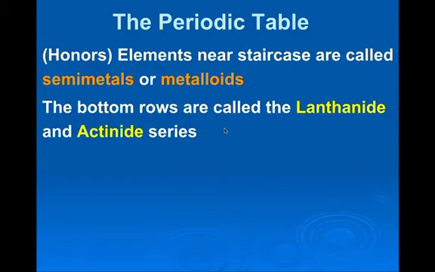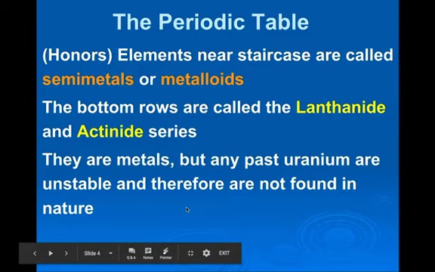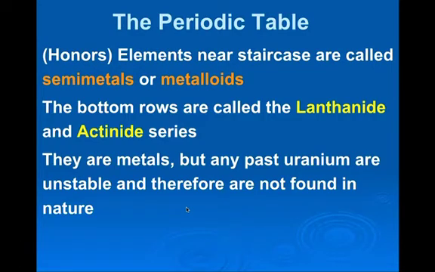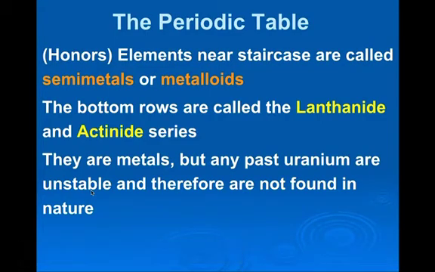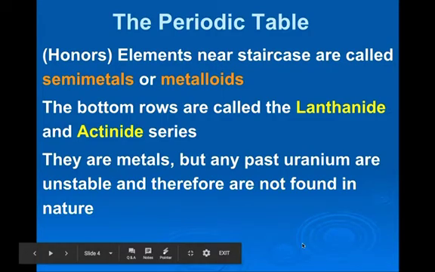All right, the bottom rows, very, very bottom, 58 through 71, these are the lanthanides, and then 90 through 103, these are the actinides down there at the bottom. Notice, these are metals, but anything past uranium, notice how on my periodic table on the wall they're clear. That's because they're unstable. Think about it. 93 protons, all those positive charges are going to try to repel each other and break apart into smaller elements. So you don't find those in nature. They're only made in the laboratory.